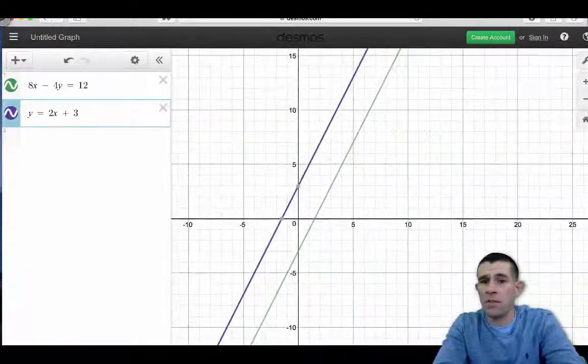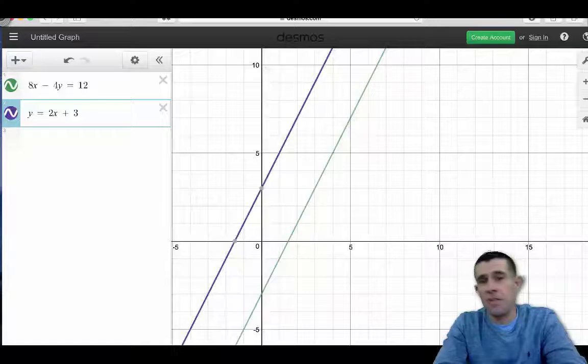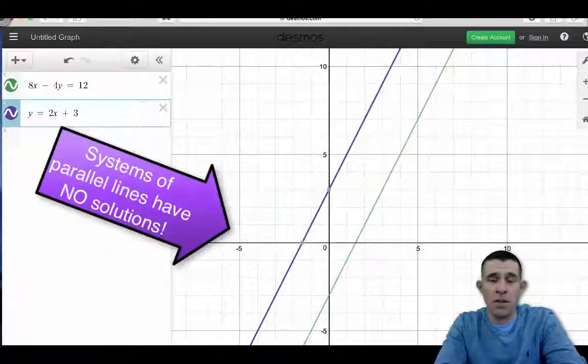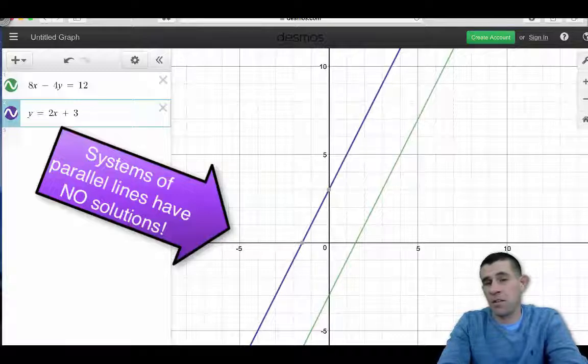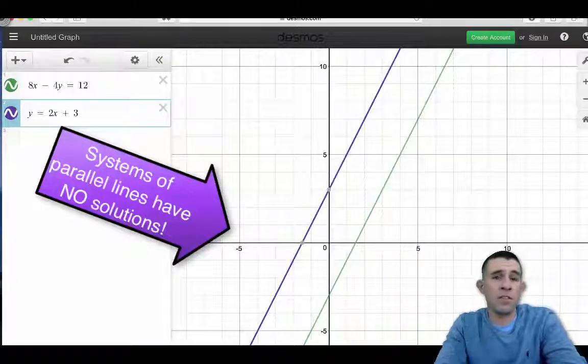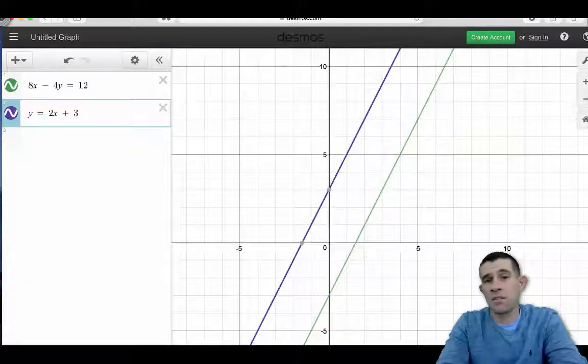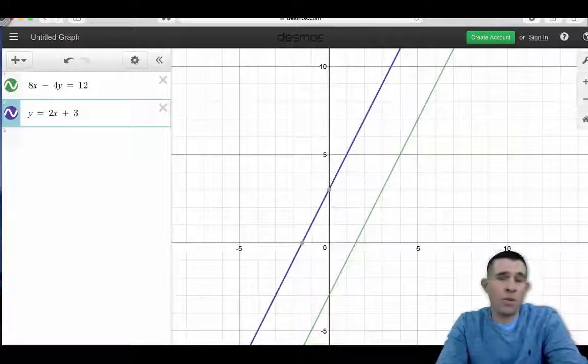appear to have the same slope. In fact, they do have the same slope, and therefore will never intersect. Well, these are parallel lines, and because the lines will never meet, they will actually have no solutions to this system of equations. So we'll say that this solution is the empty set, or no solution.